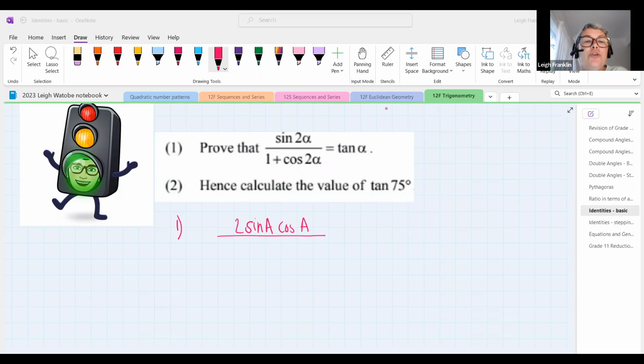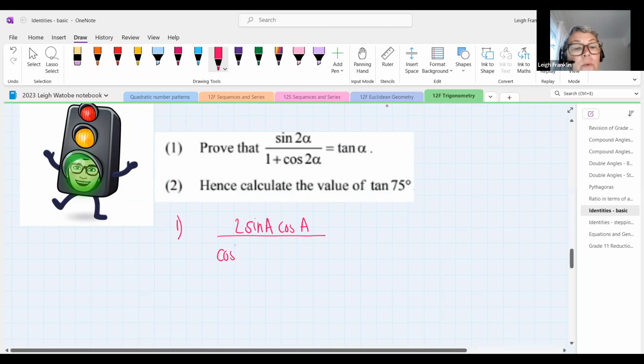Okay, what do you want to do with the 1? How do you want to rewrite the 1? Do you want to rewrite it in a different way? What do you think you should do? Maybe you could write it as cos squared A plus sine squared A. Okay, I'm going to do what you say. I'm going to write it as cos squared A plus sine squared A.